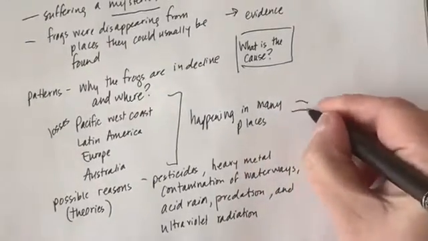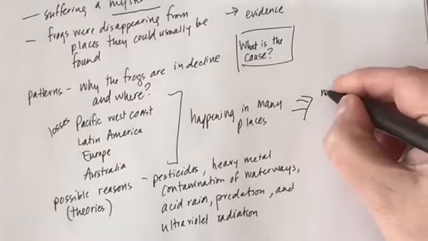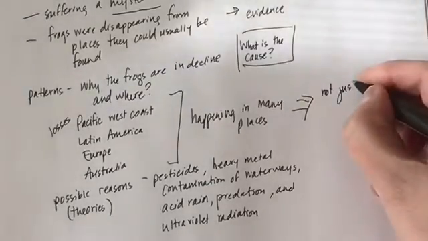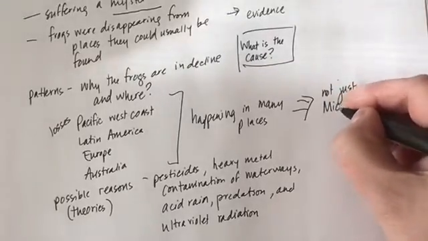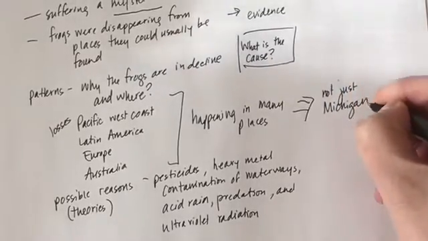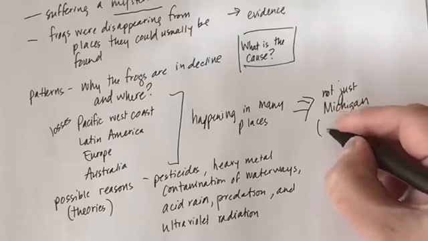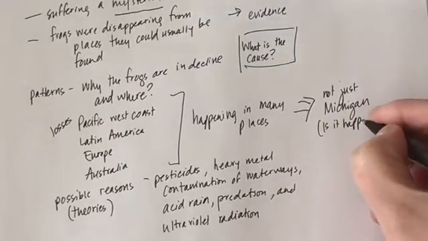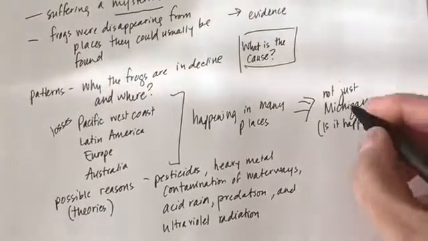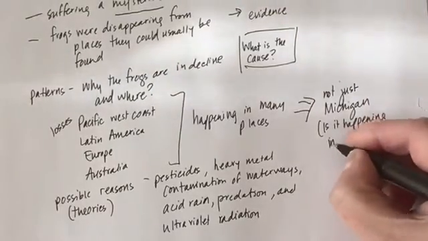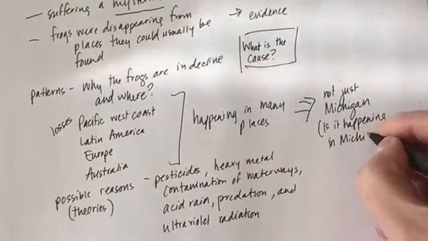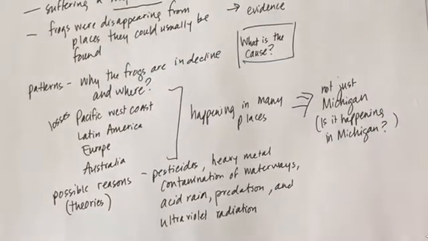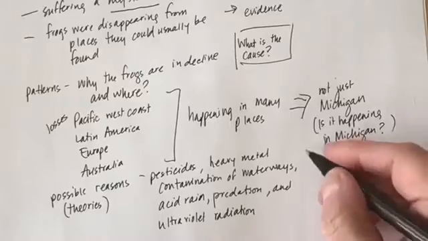So I'm going to put a big arrow over here, and I'm going to say, not just Michigan. And then I'm also going to write a question, is it happening in Michigan? Are frogs declining in Michigan? So far in my research, I haven't found information about that, but that might be an interesting section to have in my paper. And then it lists all these possible reasons.